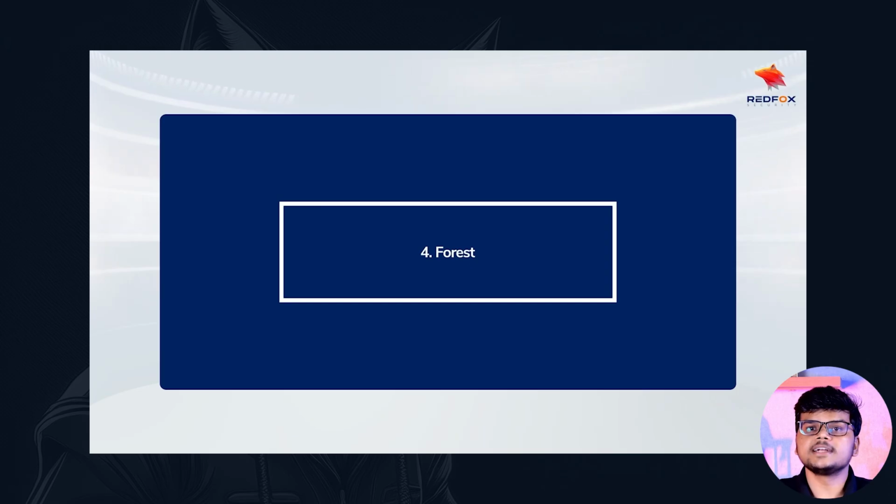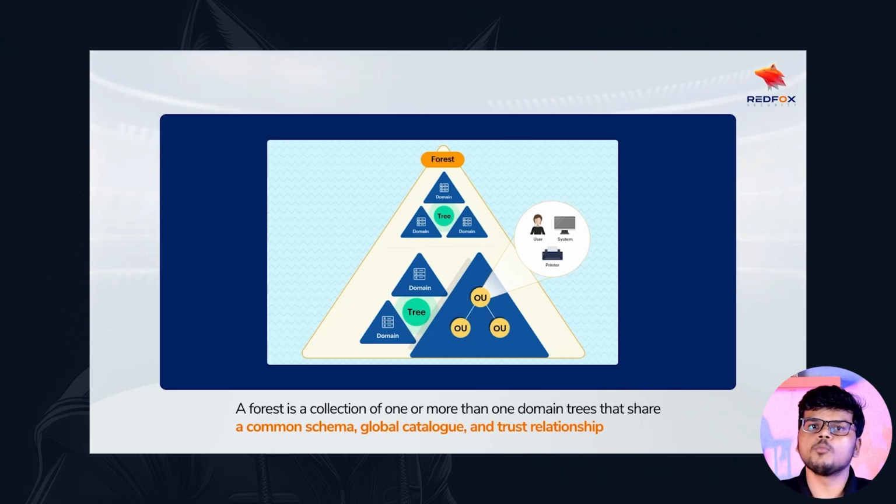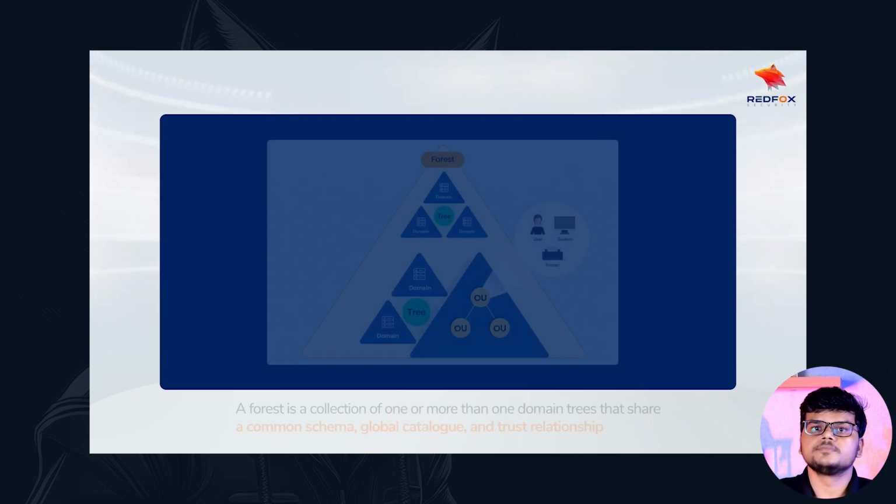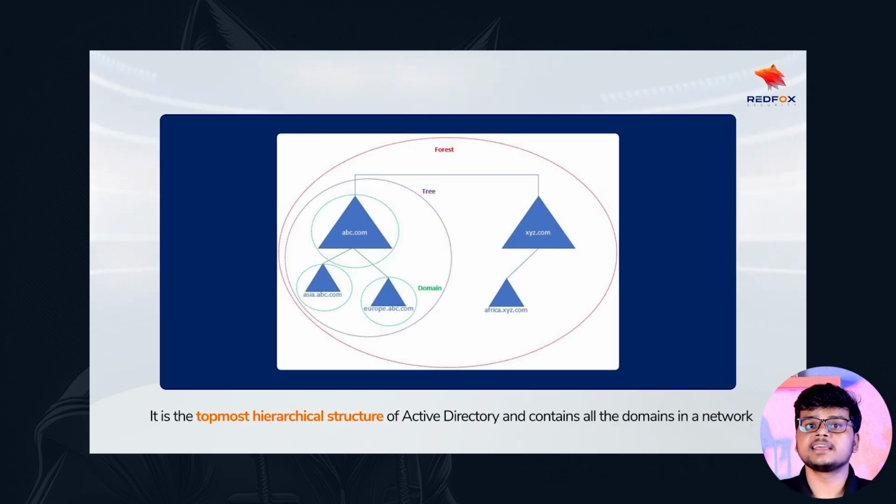The fourth component is forest. A forest is a collection of one or more domain trees that share a common schema, global catalog, and trust relationship. It is the topmost hierarchical structure of Active Directory and contains all the domains in a network.